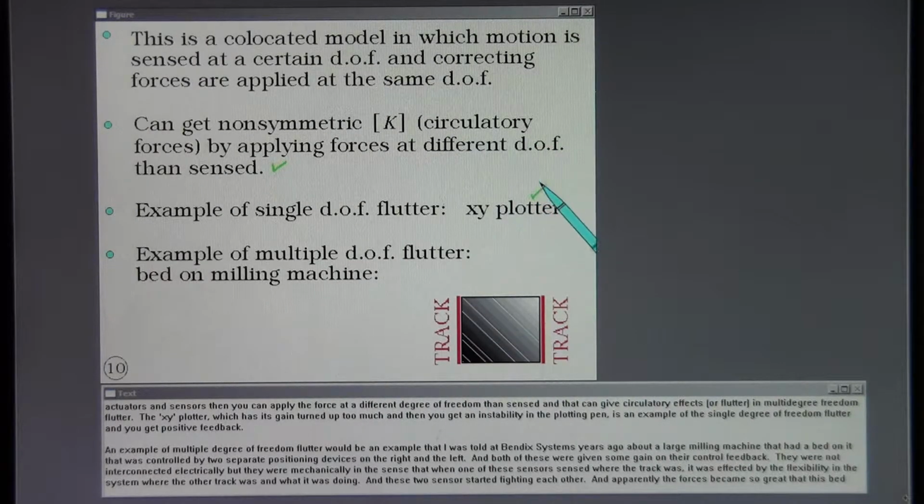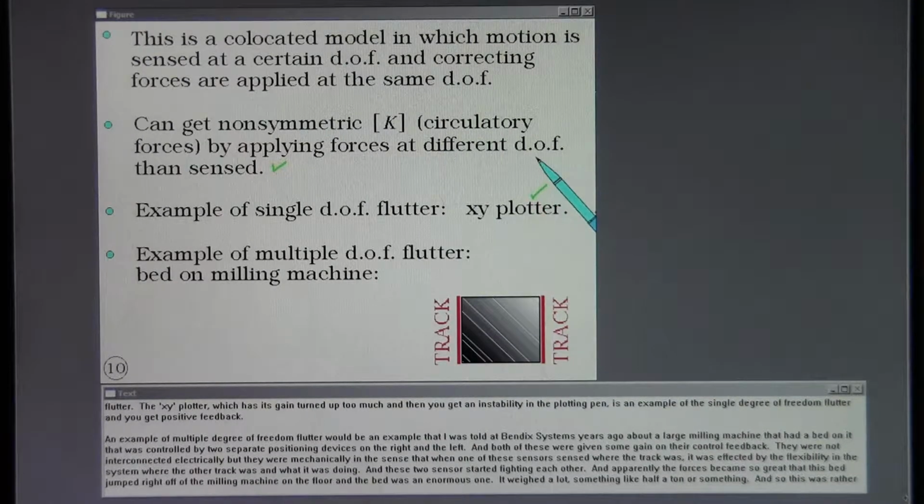The XY plotter, which has its gain turned up too much, and then you get an instability in the plotting pen, is an example of the single degree of freedom flutter, and you get positive feedback. An example of multiple degree of freedom flutter would be an example that I was told at Bendix Systems years ago about a large milling machine that had a bed on it that was controlled by two separate positioning devices on the right and the left.